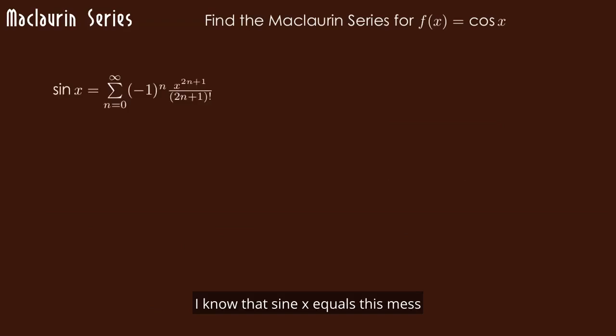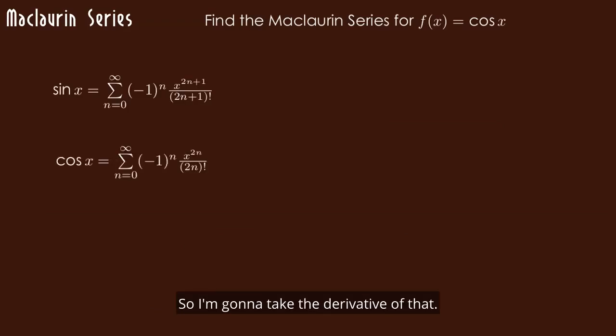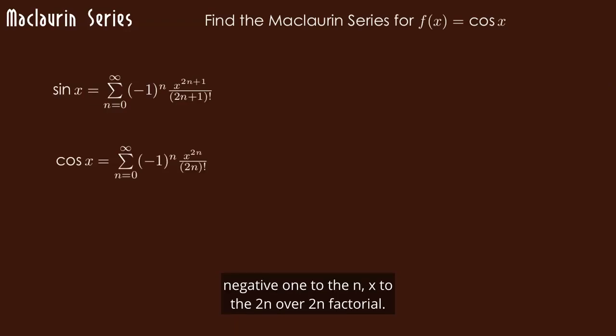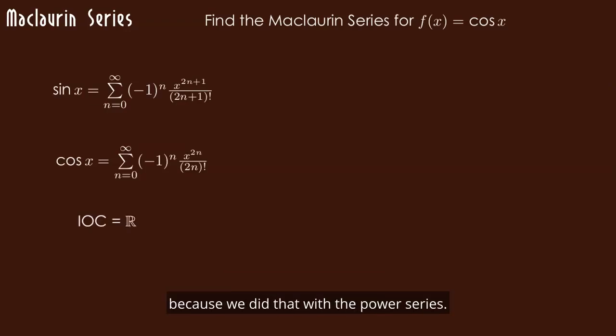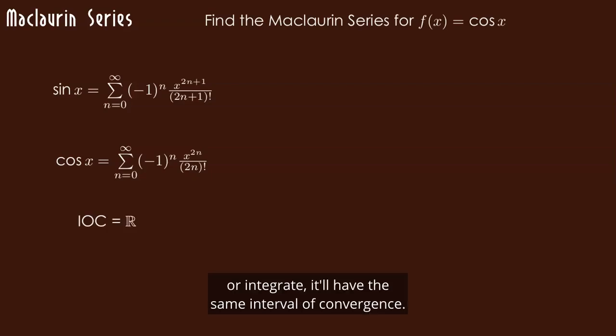I know that sine x equals this mess because I just derived it. And the derivative of sine is cosine, so I'm going to take the derivative of that. So now I know that cosine can be written as the summation from 0 to infinity, negative 1 to the n, x to the 2n over 2n factorial. It's going to have the same interval of convergence because we did that with the power series. We know that when you take the derivative or integrate, it will have the same interval of convergence.